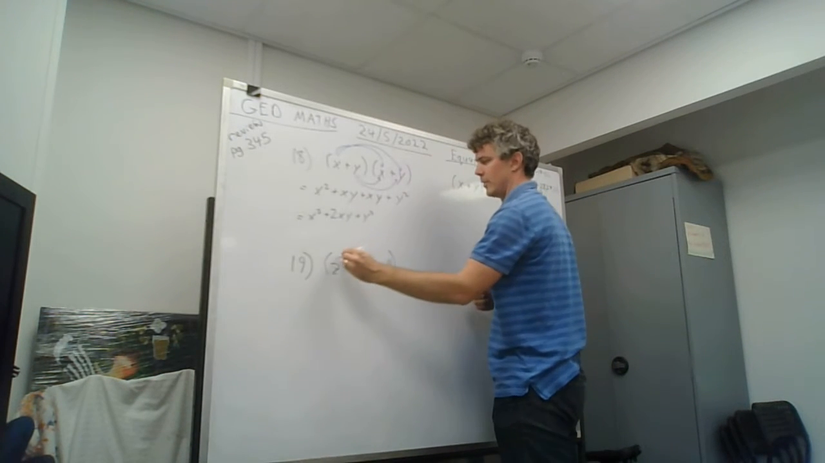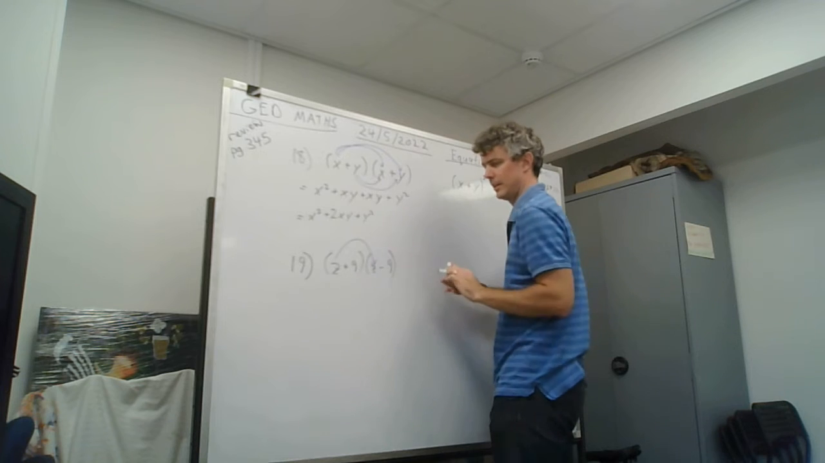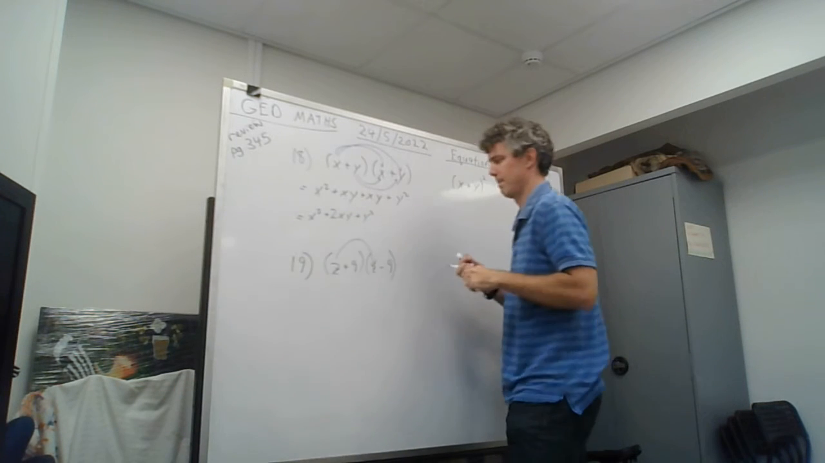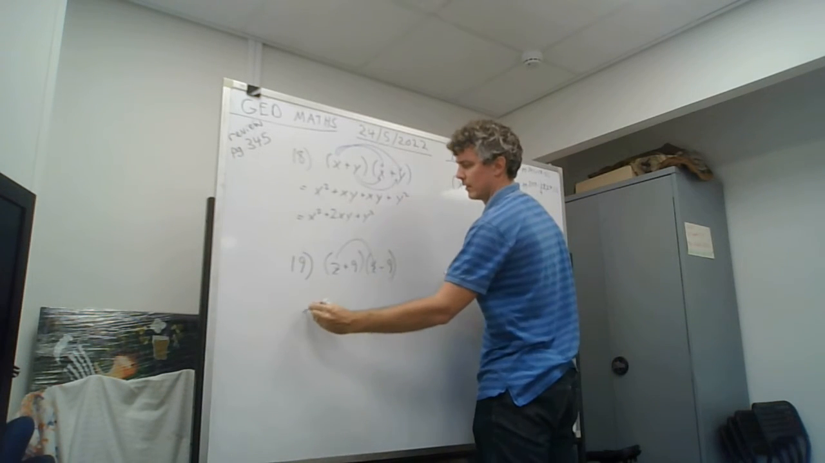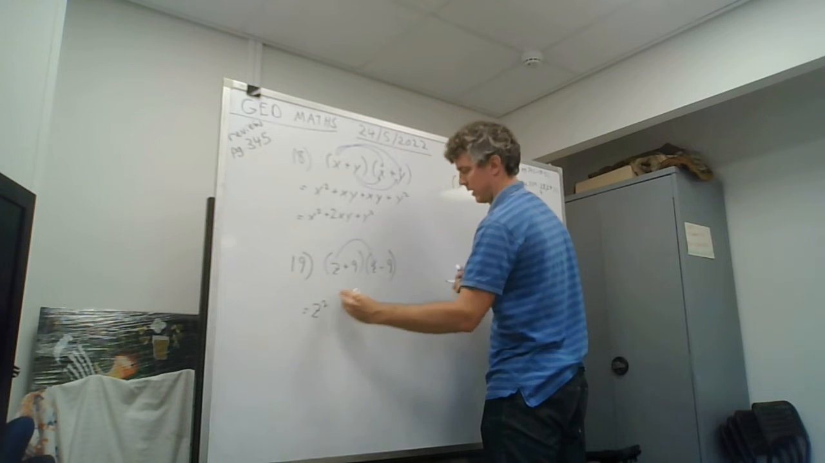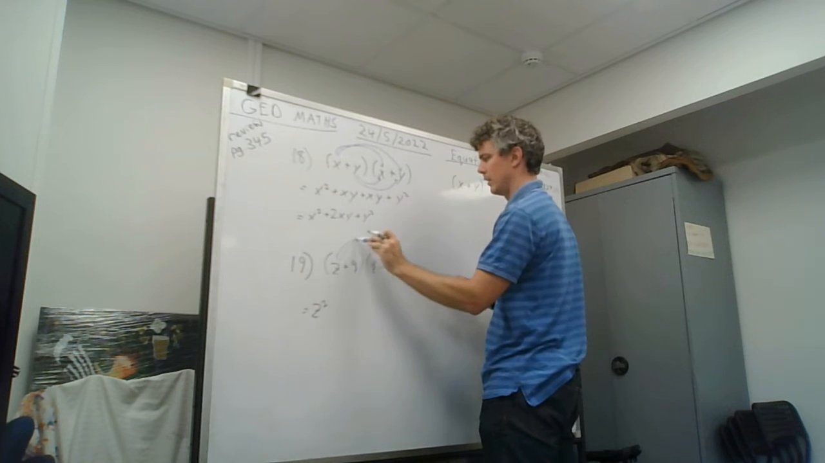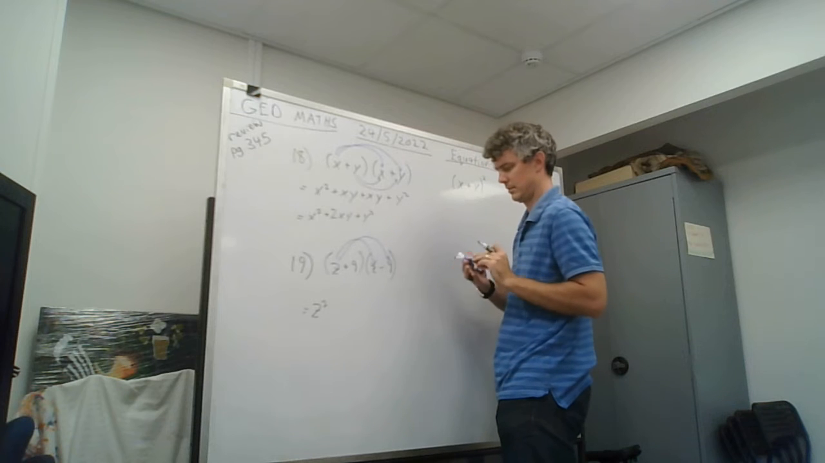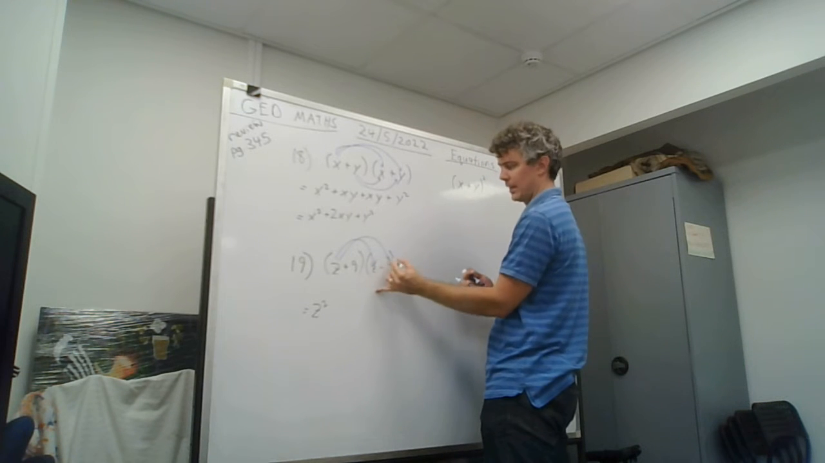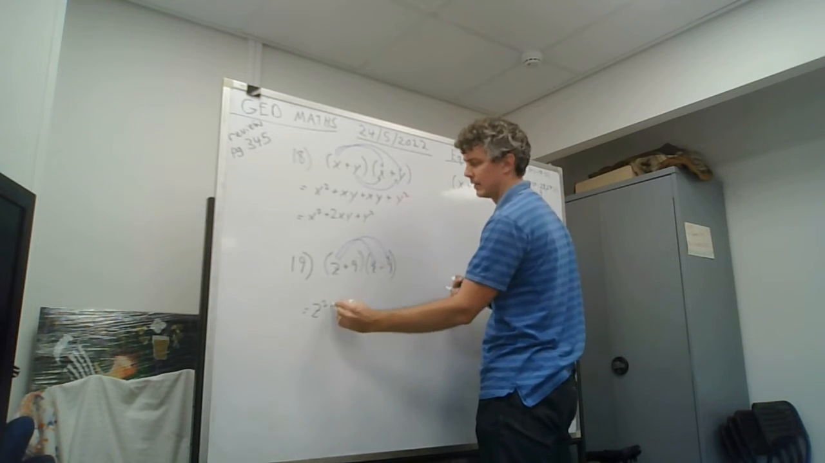So first we'll do the z. Z times z is z squared. Next we do z times minus 9, so it's minus 9z.